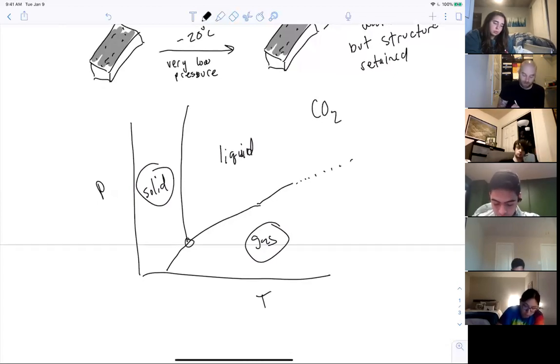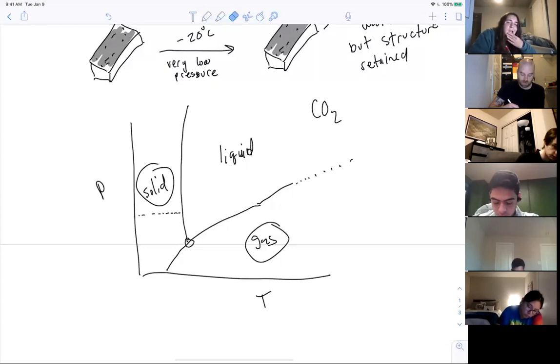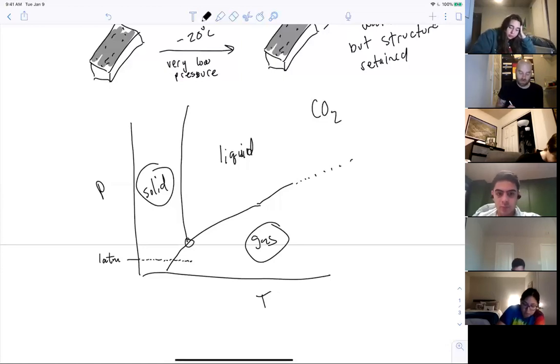One interesting thing might be that if we were to plot where 1 atmosphere is for carbon dioxide, let's just call this 1 atmosphere. What you would expect to see on these diagrams is that at 1 atmosphere, which is what we're experiencing right now, we go immediately from a solid to a gas. And that's what you observe if you ever buy a chunk of dry ice. It doesn't go to a liquid.